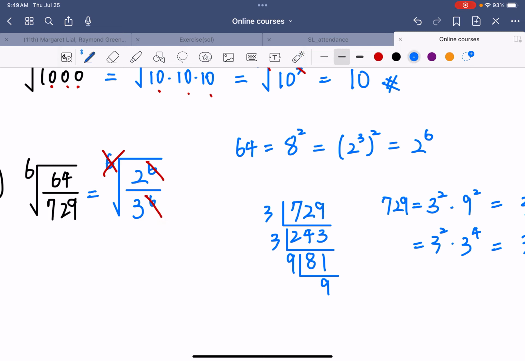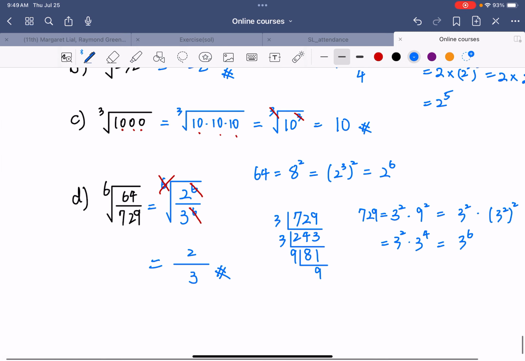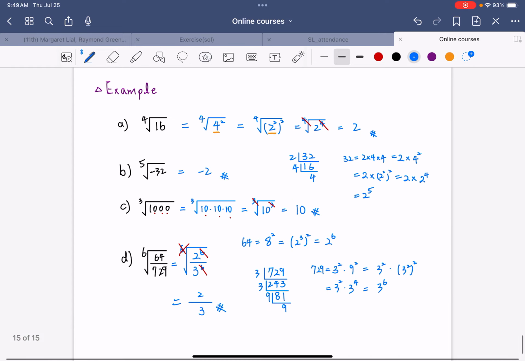Okay, then keep going on, because it's already been diminished, so we can just write 2/3, and that will be our answer. Okay, and that's the introduction part of radicals.